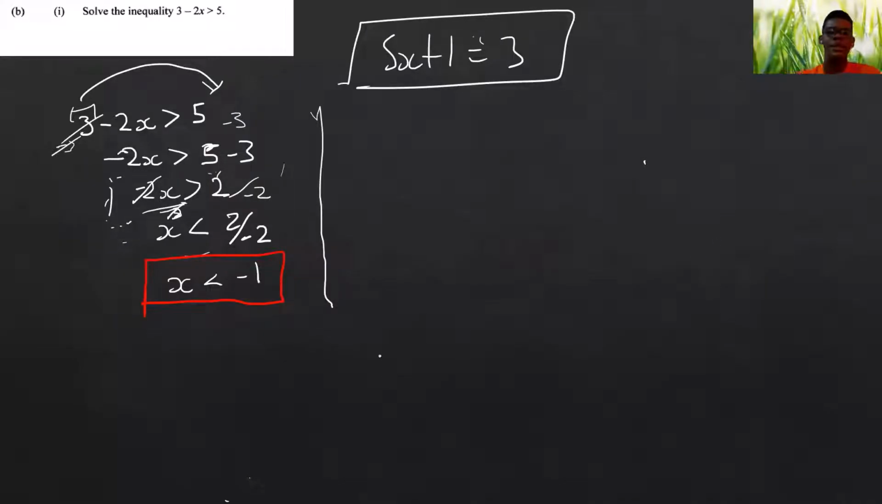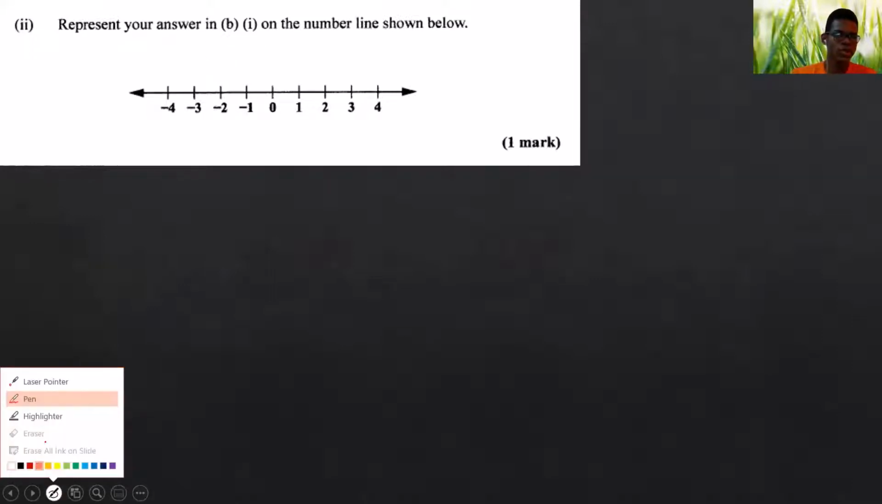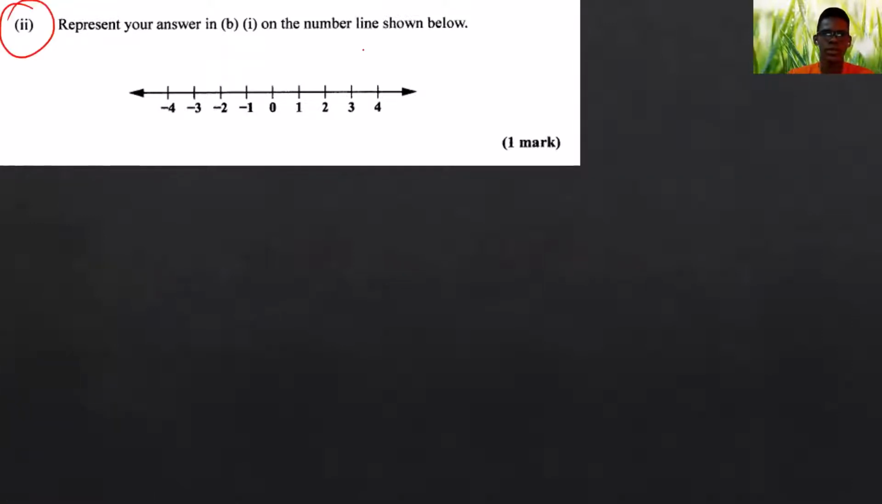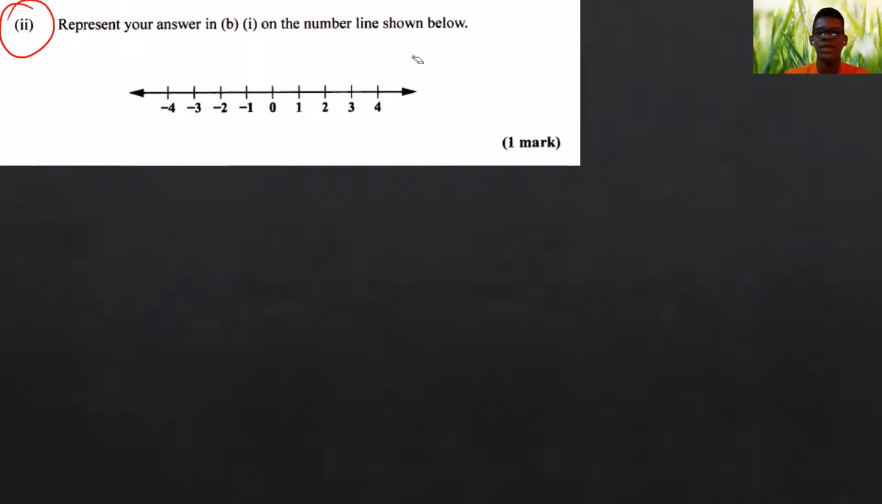So continuing from where we left off last week, that takes us to question 2, part B, Roman numeral 2 of B. Now, this question is asking for us to represent your answer previously on the number line shown below. So here is a number line. Some of you probably haven't seen a number line since primary school, but this is a number line.